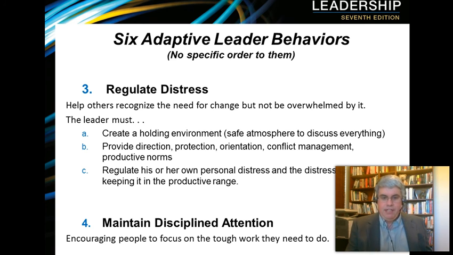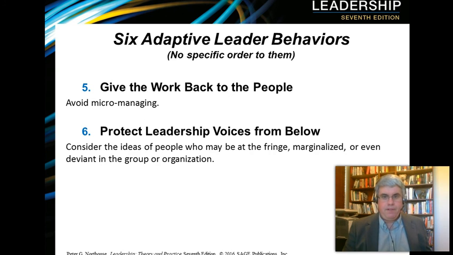A fourth behavior is to maintain disciplined attention. That means encouraging people to continually focus on the tough work that needs to be done, not the easy work that they like doing, not the technical problems that they've mastered already, but on the tough work that needs to be addressed. The fifth adaptive leadership behavior is known as give the work back to the people. So the manager has to avoid micromanaging. The manager gives the work to the people under his or her authority so that they do the work, not him or her. And the sixth adaptive leadership behavior is protect leadership voices from below.